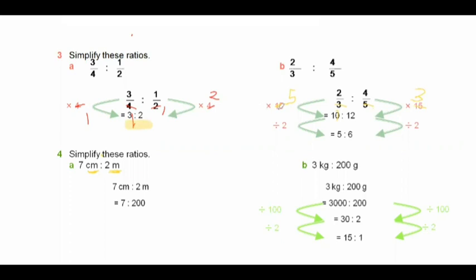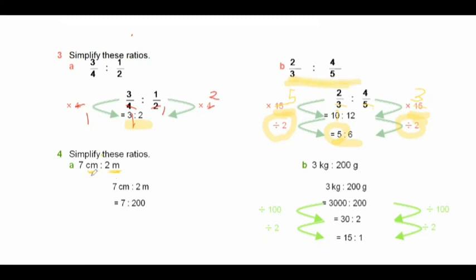When we have to find the simplified form of 2 by 3 is to 4 by 5, we found the LCM of 3 and 5, which was 15. Multiplying both the ratios by 15, we obtained 10 is to 12. 10 is to 12 was yet not in the simplified form. Dividing by 2, 10 divided by 2, we got 5. And 12 divided by 2, we got 6. So 5 is to 6 is the simplified form of 2 upon 3 is to 4 upon 5.